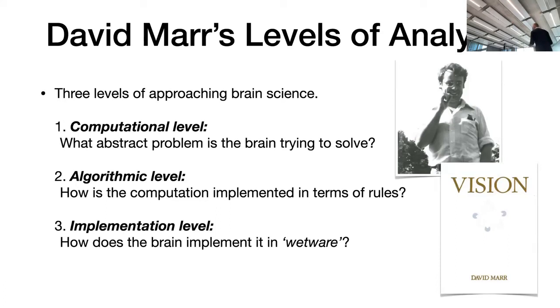Now, the third level is really the implementation level. If I were to measure electrical currents in a neuron, right, how could the electrical currents that I'm measuring now reflect the computation that happens? And now you see that these things are a bit intermixed, right?